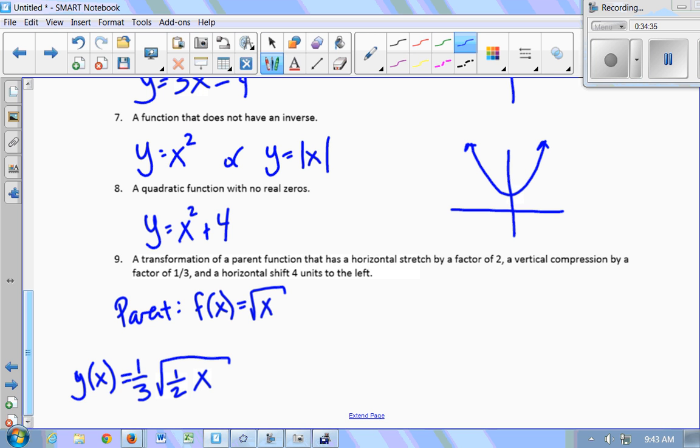And then finally, I want a horizontal shift 4 units to the left. Okay, so because this is horizontal, it should be under the square root, right? And if I want to go 4 units to the left, plus 4, because it's horizontal, it's the opposite of what you expect.